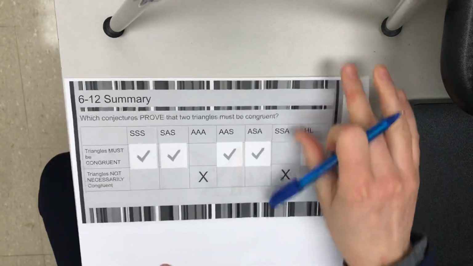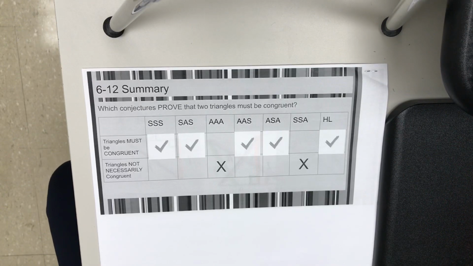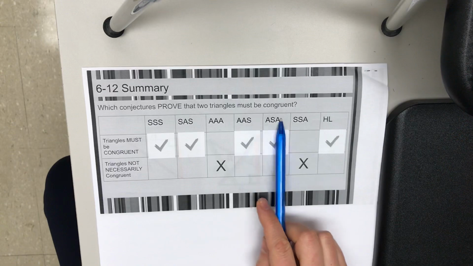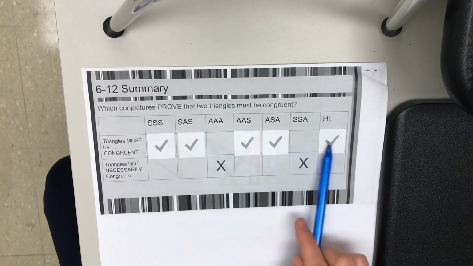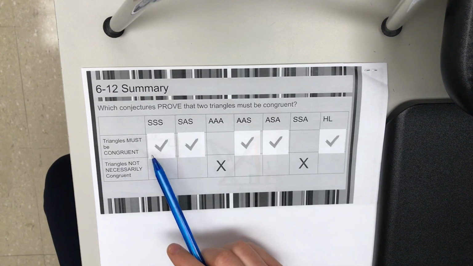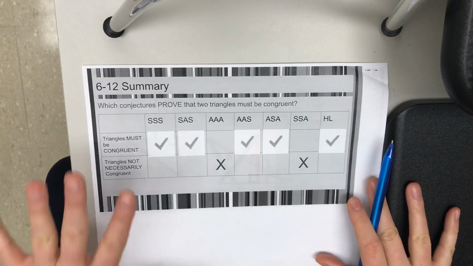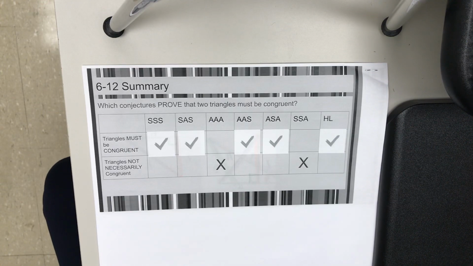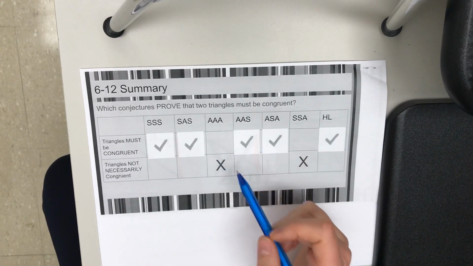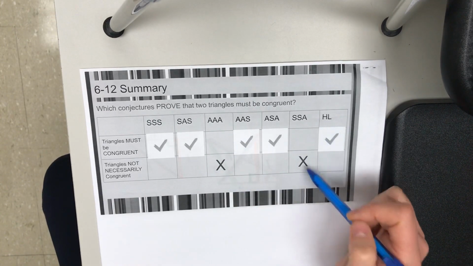So to sum it all up, this is probably the most important one you write down and make sure you wrap your head around. If I know this information at the top, okay, if there's a check mark, it means that the triangles must be congruent. If I look at two triangles and all three side lengths of both triangles match up to equal each other, then the triangles must be congruent. The two that do not work, AAA and ASS.